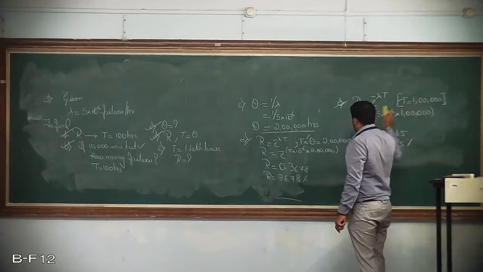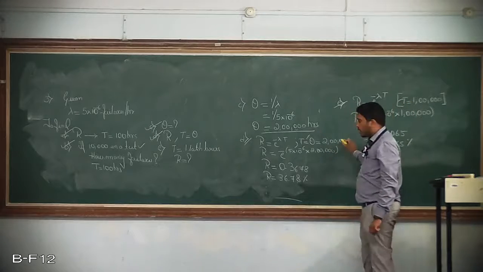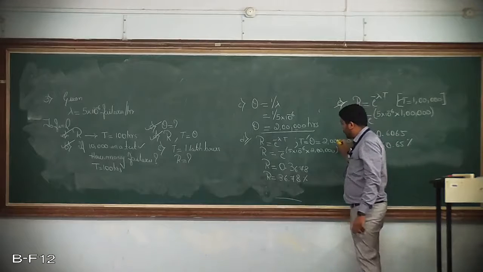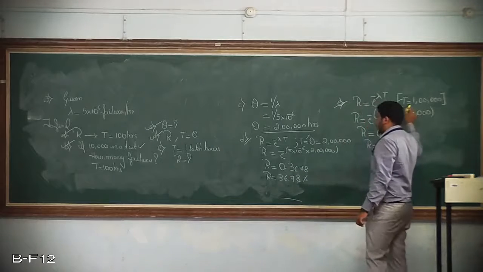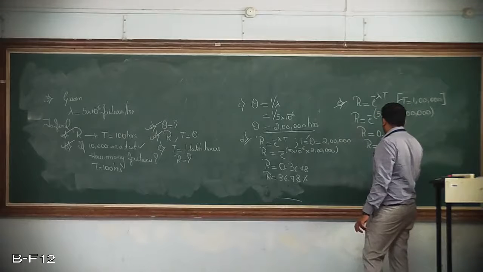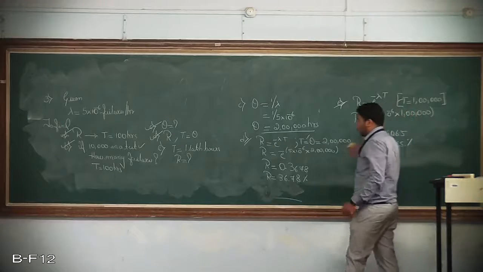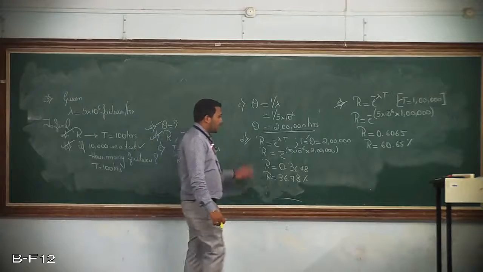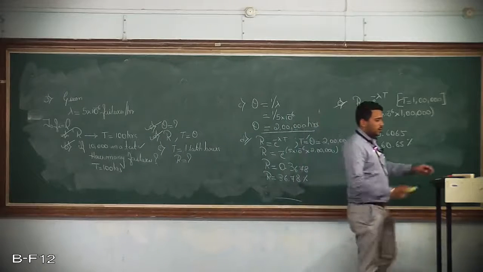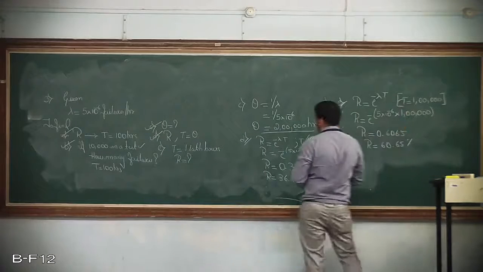Rest all things are same. Here it is 1 lakh, here it is 2 lakh. And just look at the reliability. For 2 lakh time, the reliability is 6.78. For 1 lakh time period, the reliability is 60.65. So the lesser the time, the more will be the reliability. If the time span is more, then the reliability is obviously going to decrease, which is evident from here.